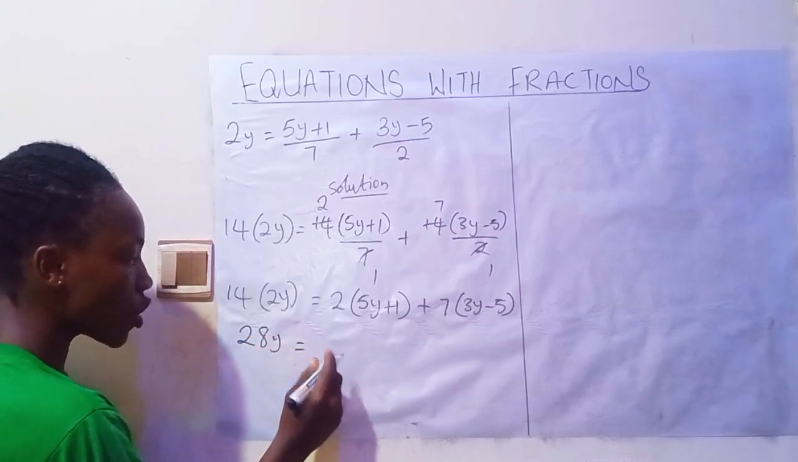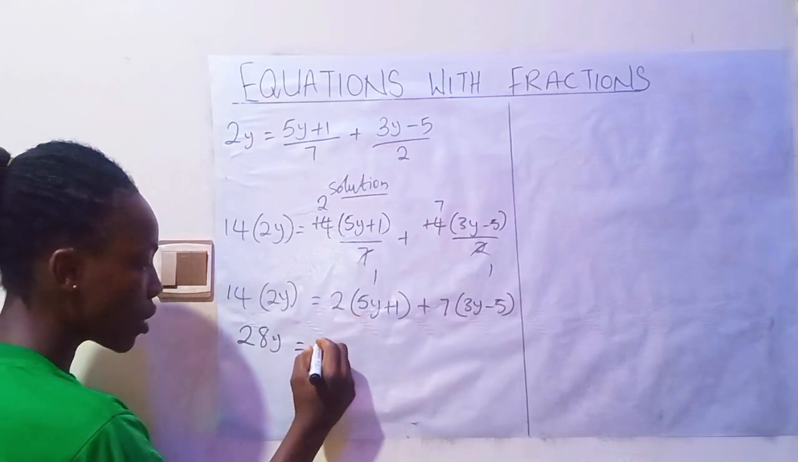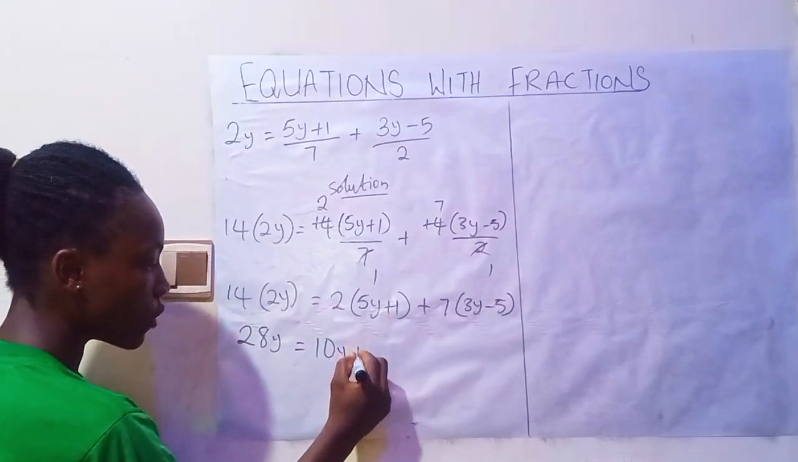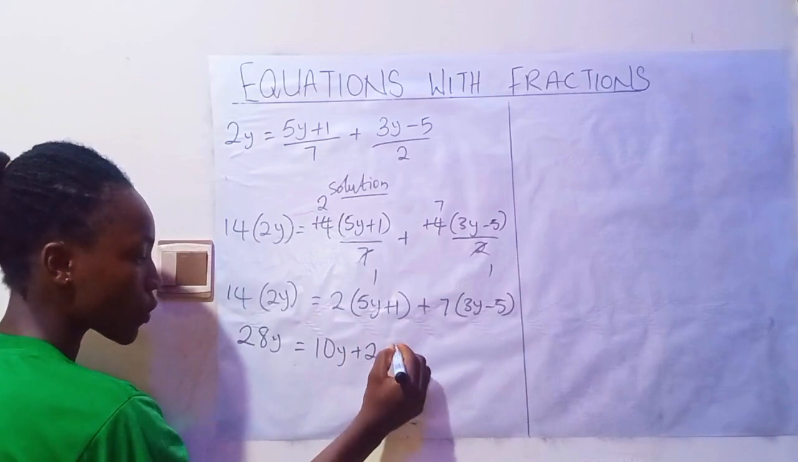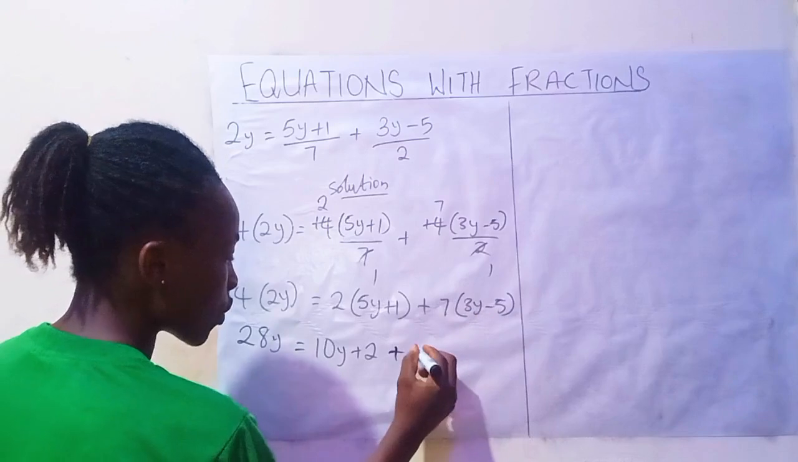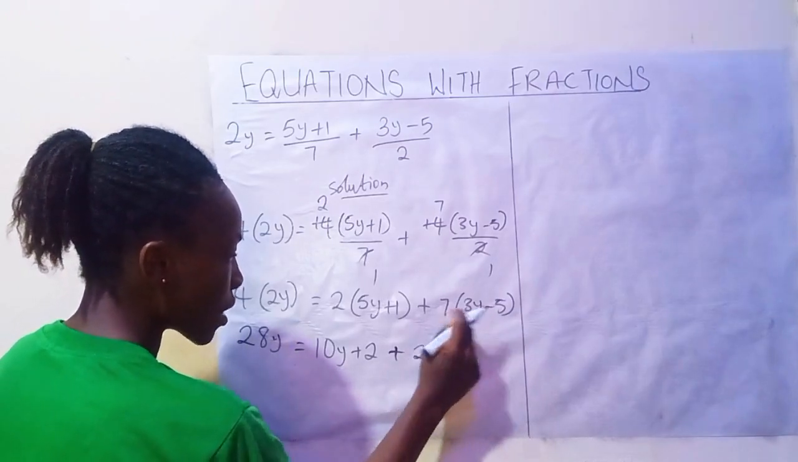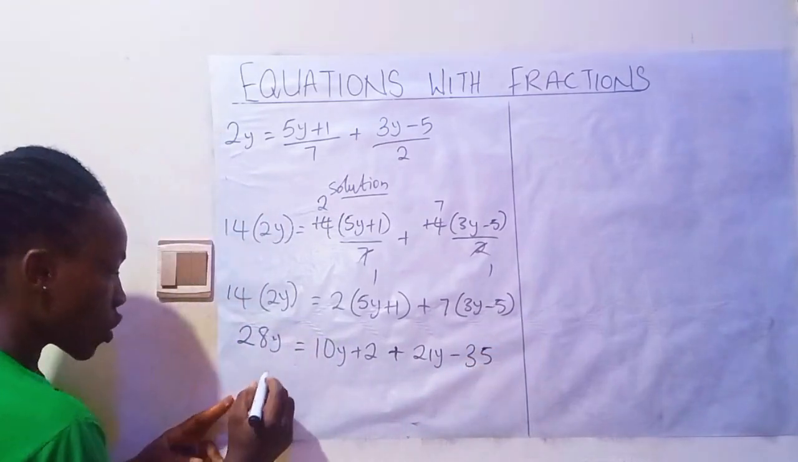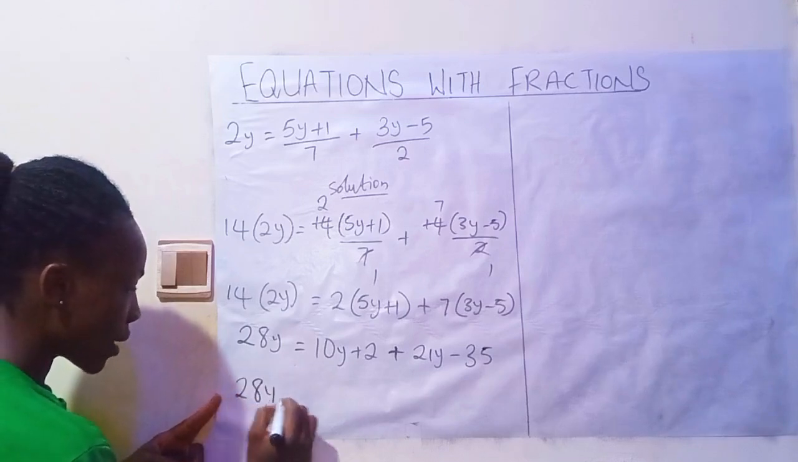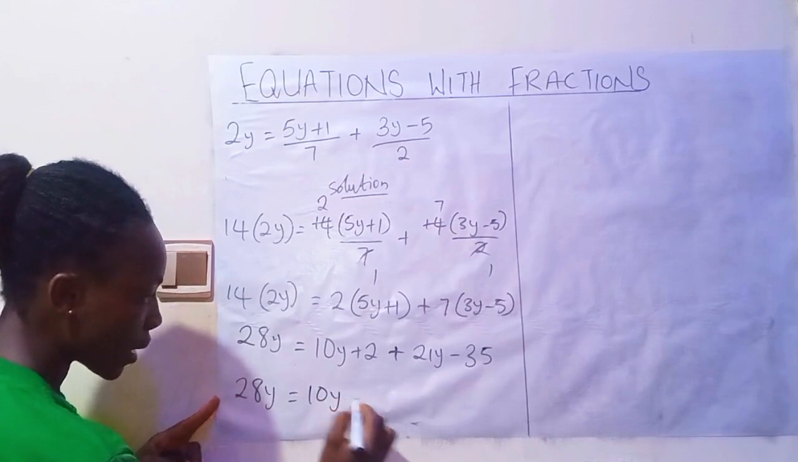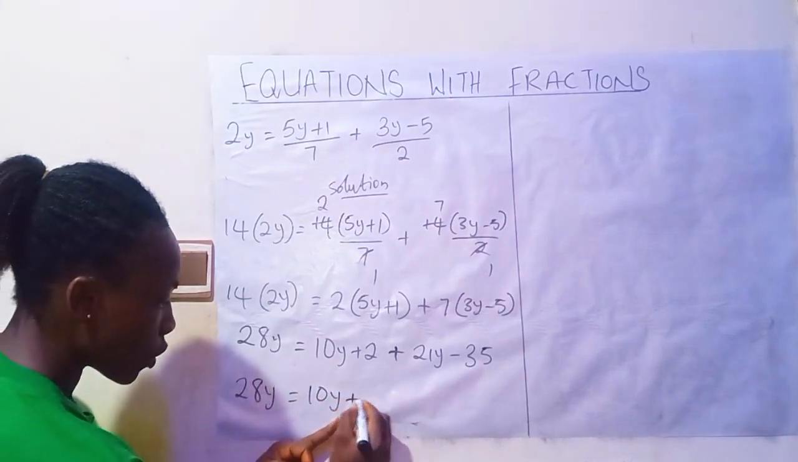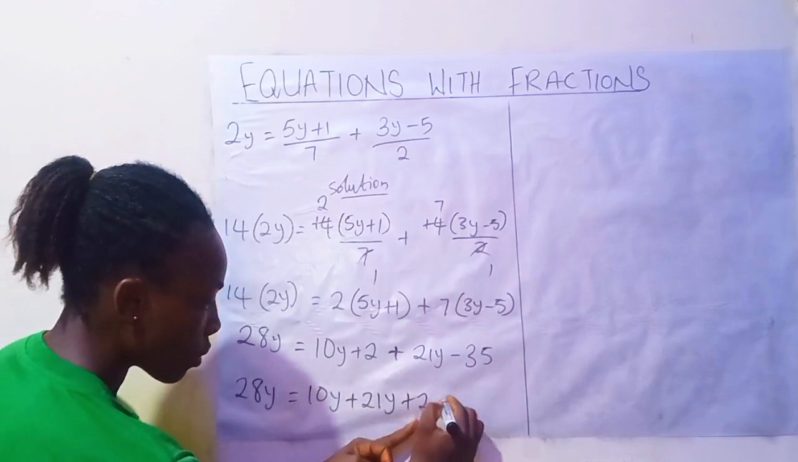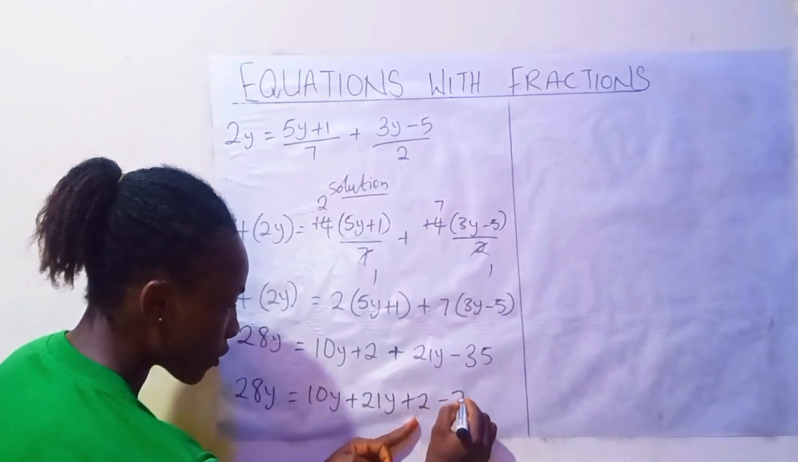So we are going to go 14 times 2y will give us 28y equals 2 times 5y will give us 10y. 2 times 1 will give us 2, plus 7 times 3y will give us 21y. 7 times negative 5 will give us minus 35. So we have 28y equals 10y. Let's bring this together. Plus 21y plus 2 minus 35.